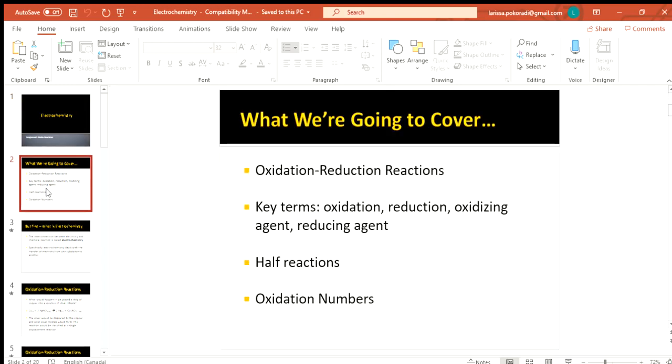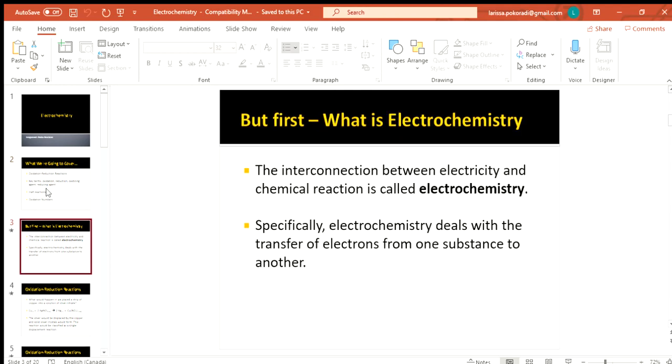So what we're actually going to cover here, I'll break it down a little bit, is what oxidation reduction reactions are, and then because of that we have a few key terms, but they kind of all overlap, that we'll be using throughout the unit. So oxidation and reduction, and oxidizing agent and reducing agent. We'll go through a few reactions before putting in half reactions, and then we'll see that there's circumstances where we need to use something new called oxidation numbers.